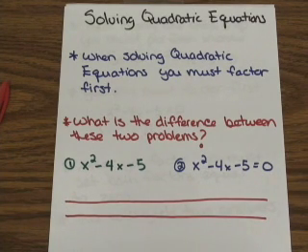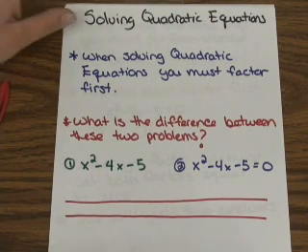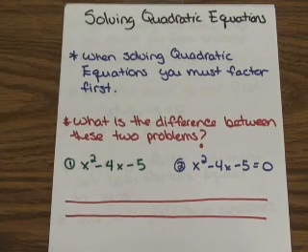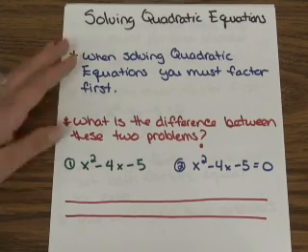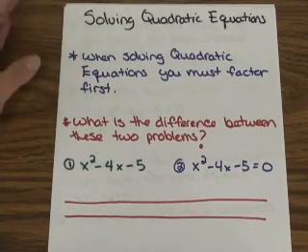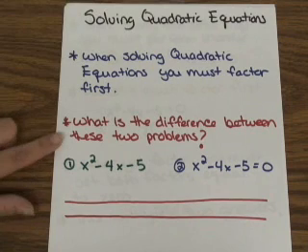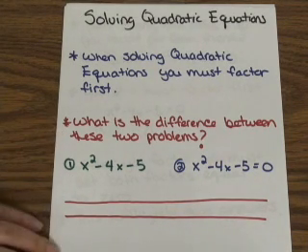Now we are going to solve quadratic equations. When solving quadratic equations, you must factor first, just like always. Still need to factor, but again, there's an extra step that will take place. To see what the difference is between simplifying or factoring polynomials and solving quadratic equations, let's look at the following example. What is the difference between these two problems?